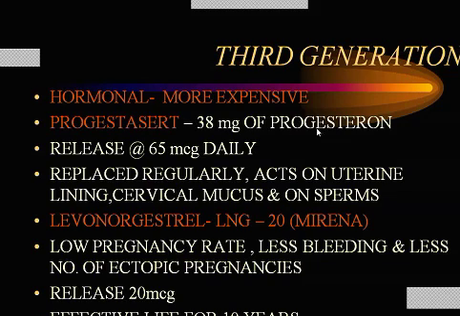Progesterone, where 38 milligrams of progesterone is added to the device, and on a daily basis about 65 micrograms of progesterone is released. So the device contains 38 milligrams of progesterone, and it releases 65 micrograms of progesterone daily. This should be replaced regularly because the hormone is depleted gradually. A new device should be inserted again once the hormone is depleted completely.